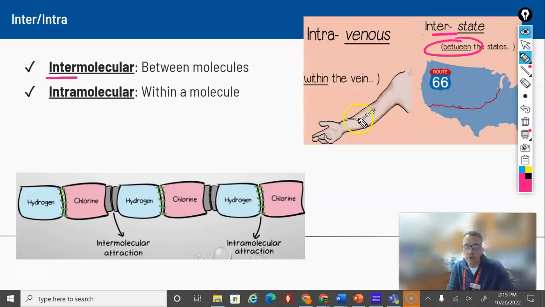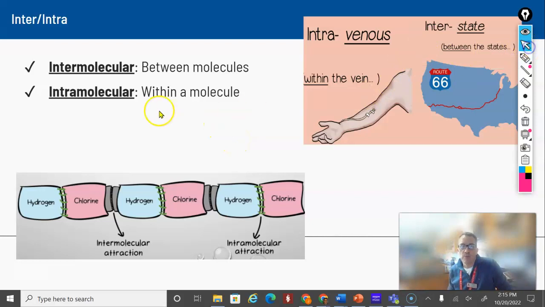Intramolecular means within. Some of us have had an IV that stands for intravenous, and the venous is for a vein. That means within something. So when we use the prefix here, intramolecular is going to be inside of the molecule. So we're really just talking about one group of atoms at that point.